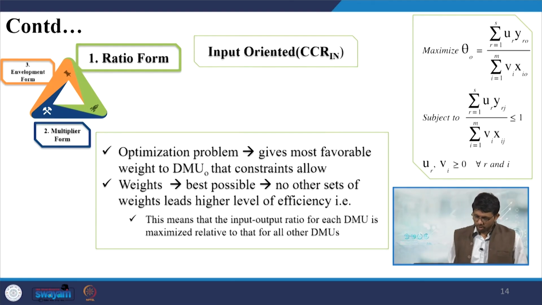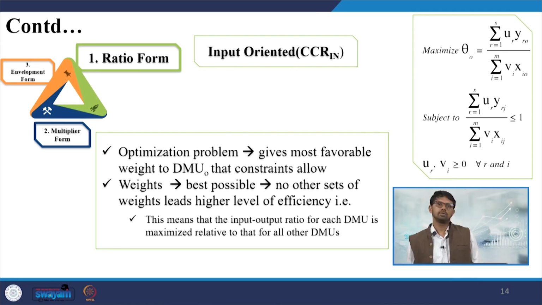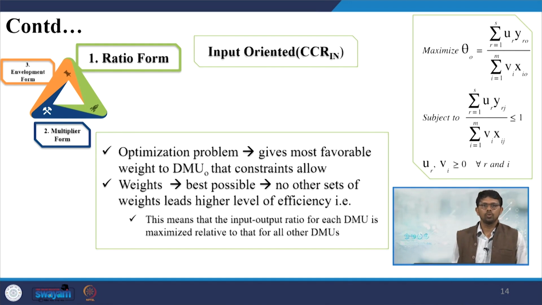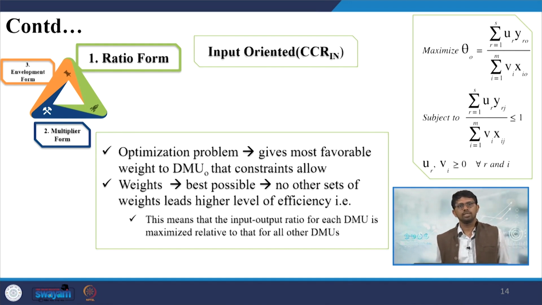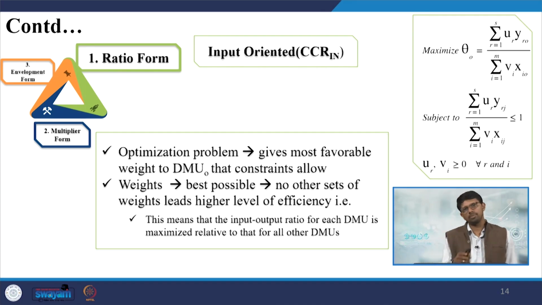So, in the optimization problem, this gives the most favorable weights to the DMU, that is the Oth unit. The constraints allow the best possible weights to be identified, and no other set of weights leads to a higher level of efficiency. This means that the input output ratio for each DMU is maximized relative to that of other DMUs. So, as a constraint function, we have clarified that this DMU is comparatively better than all other DMUs.